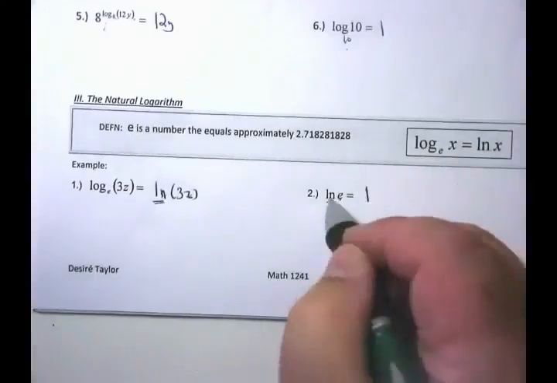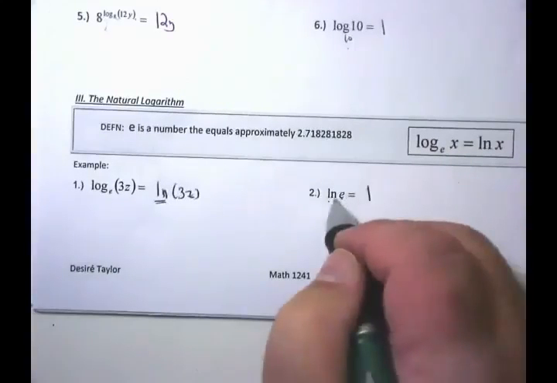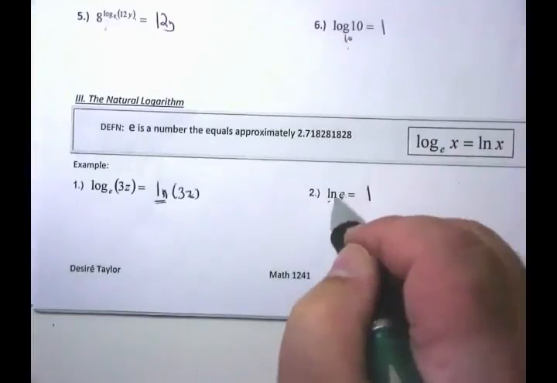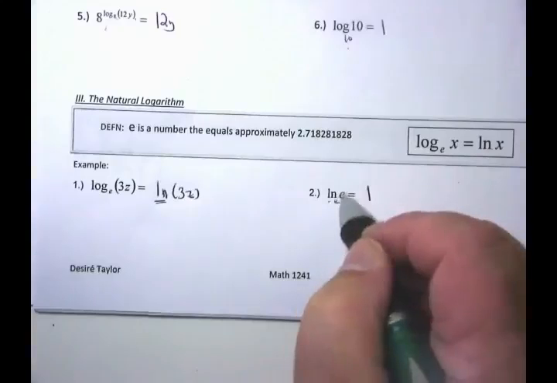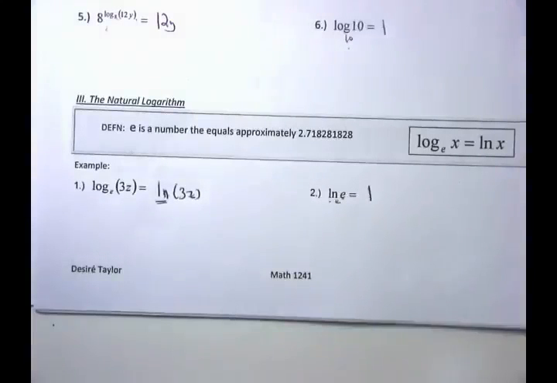And this one, what is the natural log of e? Very good, it's 1. Natural log and e end up canceling. The fact is, this is a log base e, and when the base and what you're taking a log of are the same, they cancel out. You get 1.